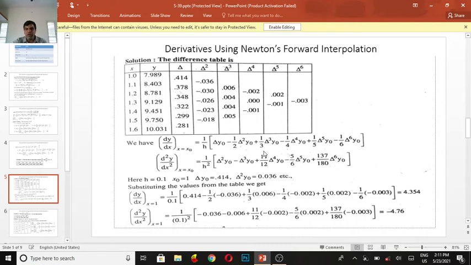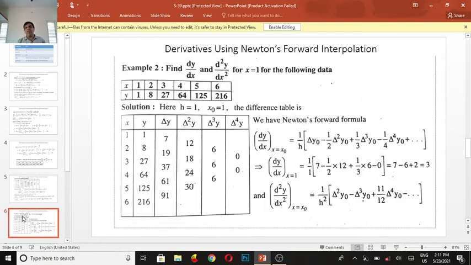0.006 plus 11 by 12 del raised to 4 y naught, which is minus 0.002, minus 5 by 6 del raised to 5, which is 0.002, plus 137 by 180 del raised to 6 y naught, which is minus 0.003. Simplifying, we get minus 4.76. This is the way of finding dy by dx and d square y by dx square.